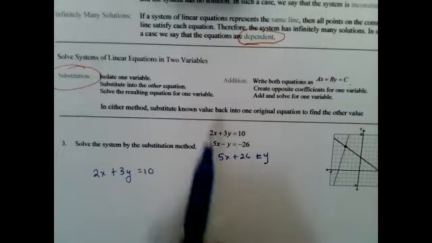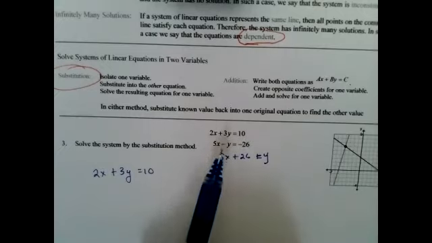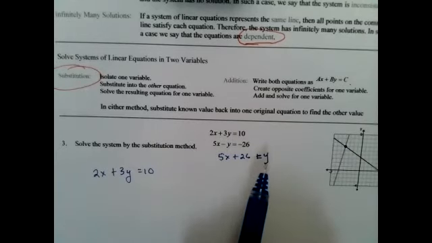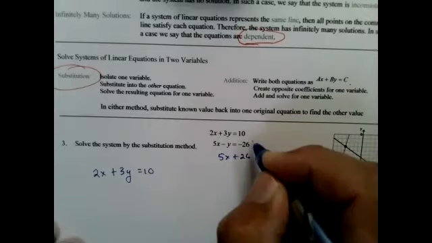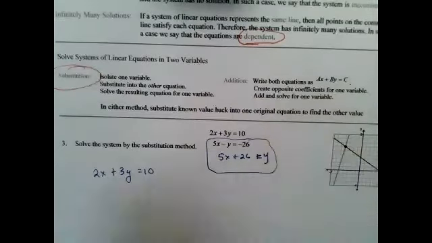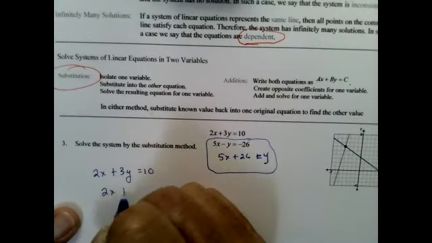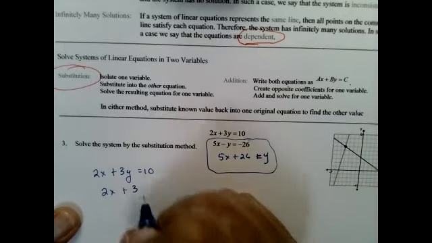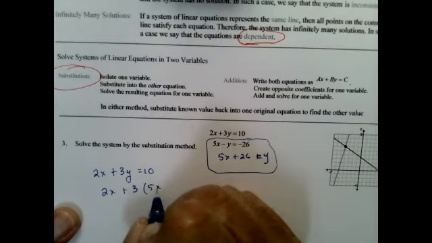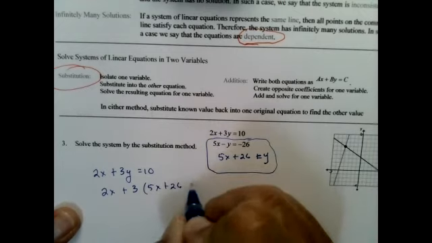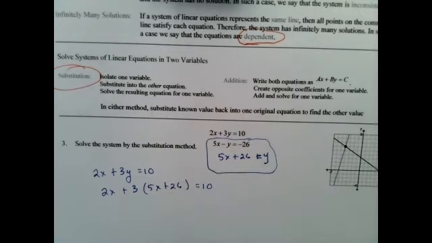So what happens here is I'm combining these two. It's kind of odd, but I'm going to combine these two equations by saying, okay, I know what y equals in this second equation. So I'm going to go and plug it into the first. And when I plug it into the first, I get 2x plus 3 times 5x plus 26 equals 10. And what I did by combining those two equations was I eliminated one of my variables. I eliminated the y.